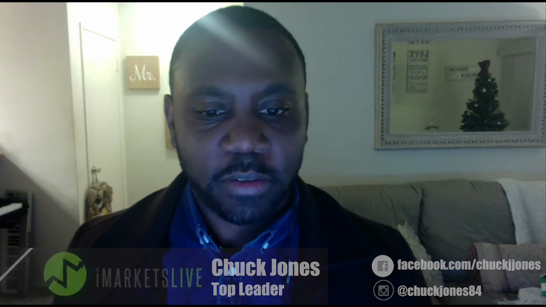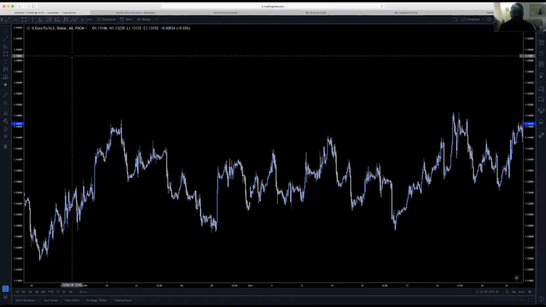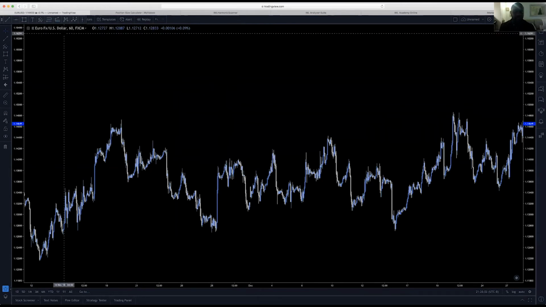Let me share my screen with you. This right here is a price chart. This is a price chart of a currency pair, the euro versus the US dollar.